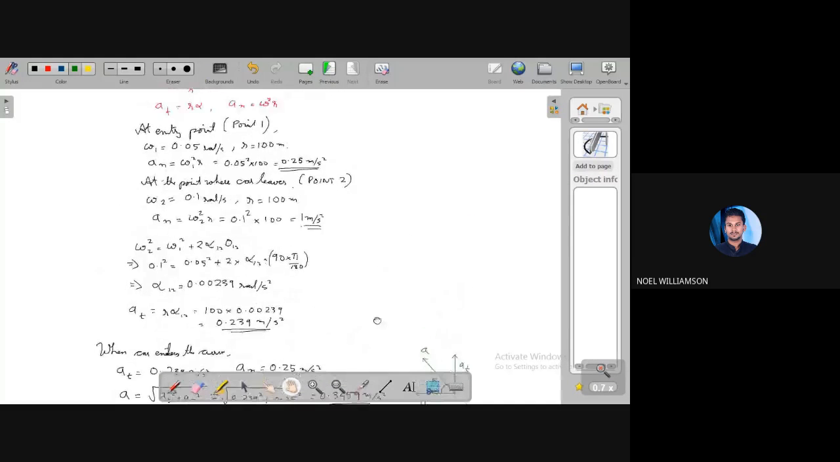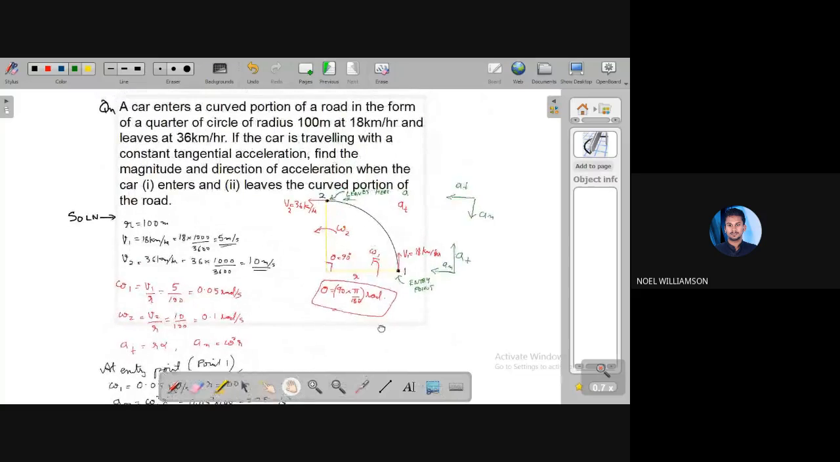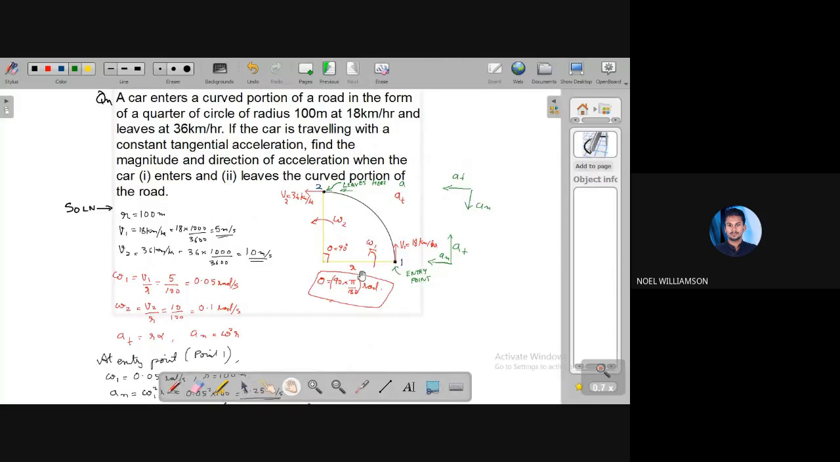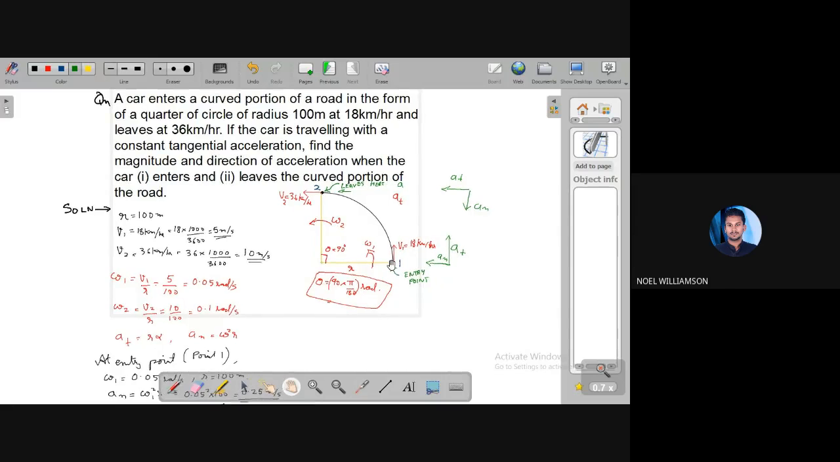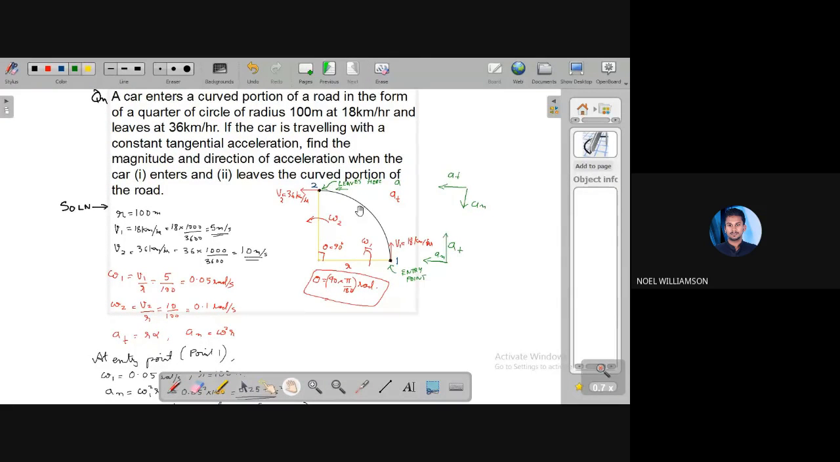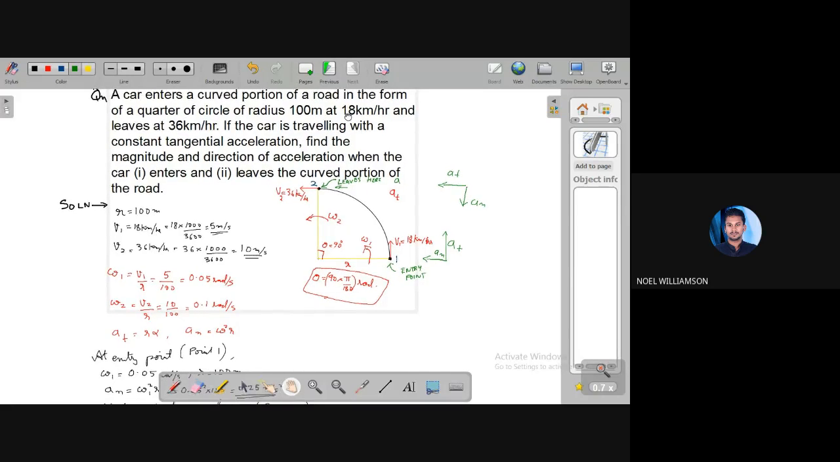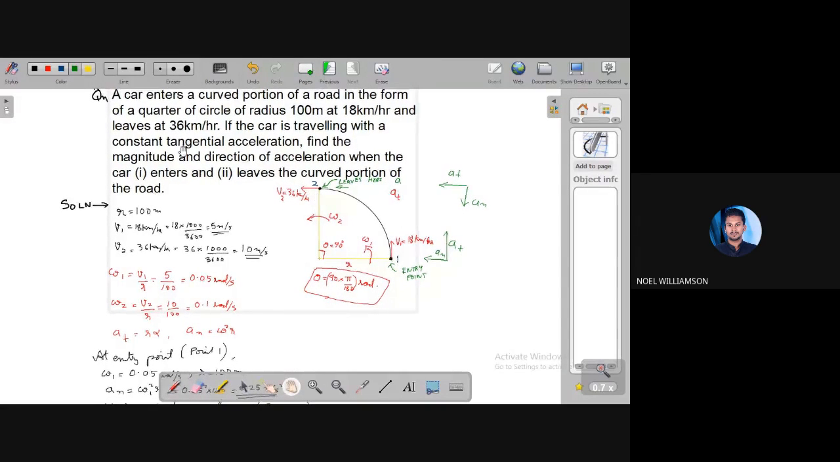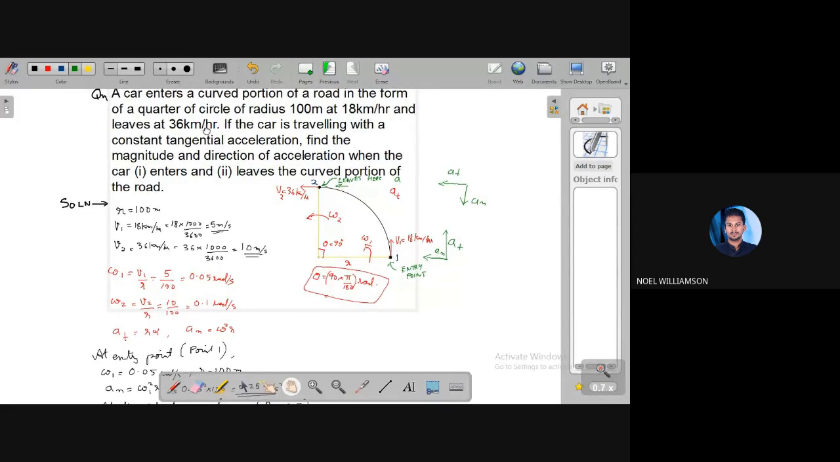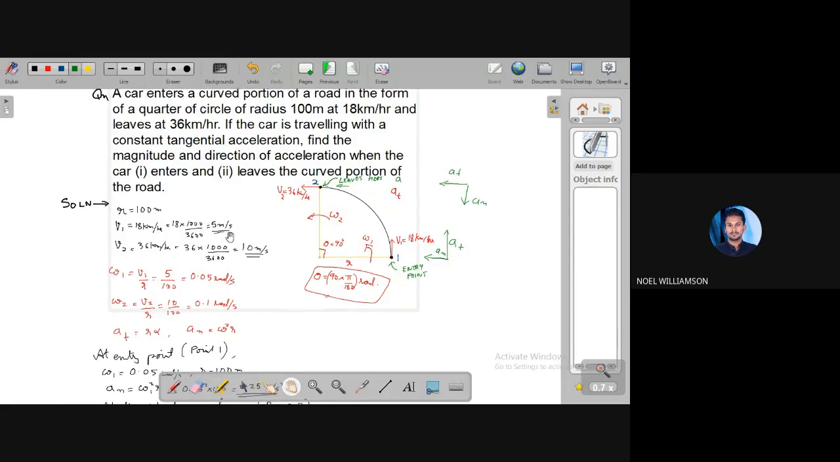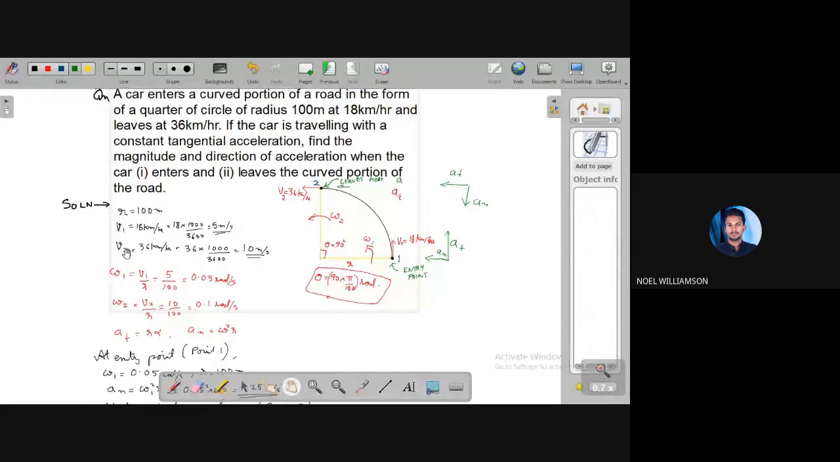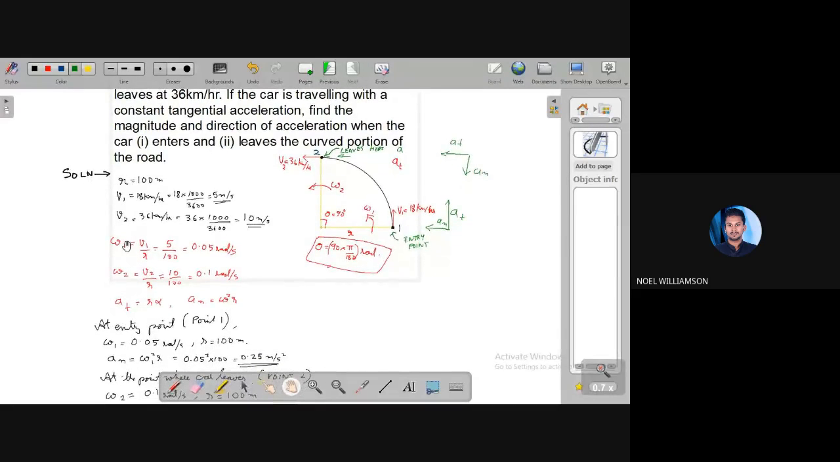Okay, so once again, this was a problem. The car enters a curved portion in the form of a quarter circle. Quarter circle means 1/4 of a full circle, so the angle we know is 90 degrees. This is the point where it enters, and this is the point where it leaves. At the entry point, the velocity was 18 km/h, and at the exit point, 36 km/h. So we converted it into meter per second, and using the values of v1 and v2, we found omega 1 and omega 2, that is 0.05 and 0.1.